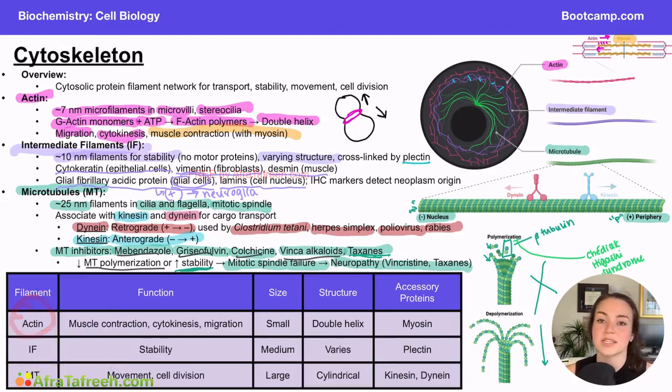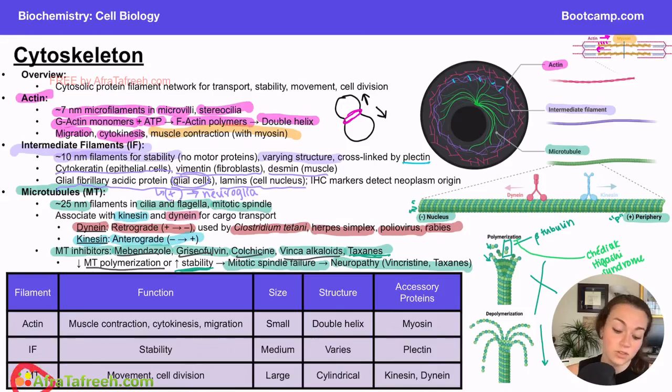So in conclusion then, there are three different types of filament that make up the cytoskeleton. Actin is the smallest with a 7 nanometer diameter, used in muscle contraction as well as cytokinesis and migration, and it's structured in a double helix that associates with myosin. Intermediate filaments are about 10 nanometers in diameter. They're used in stability. They have widely varying structures and will cross-link with the protein plectin.